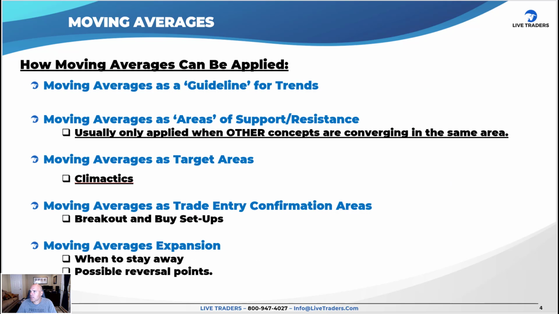How moving averages can be applied. There's really five ways that we look to apply these things. Guideline for trends. Most of the time, once you've gained a certain level of experience, you can tell, hey, that stock's in a nice clean uptrend or a nice controlled downtrend, etc. But the moving average can help determine that.